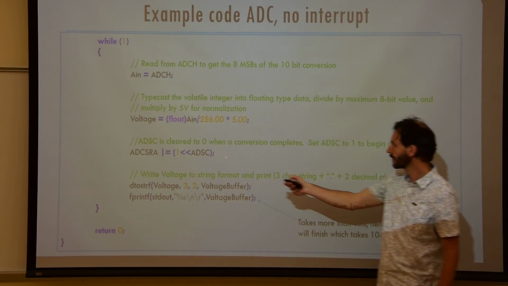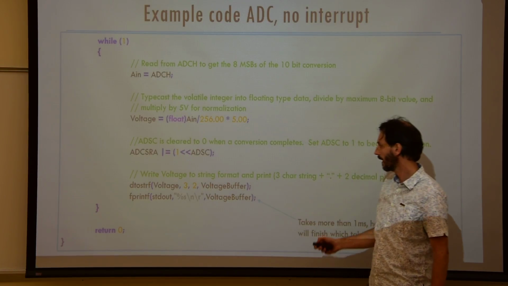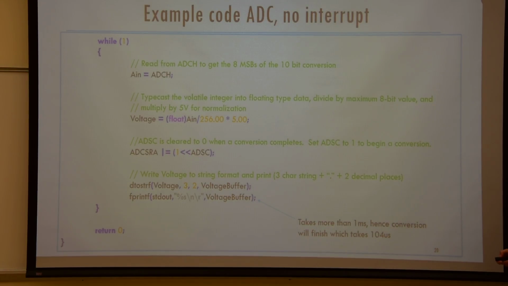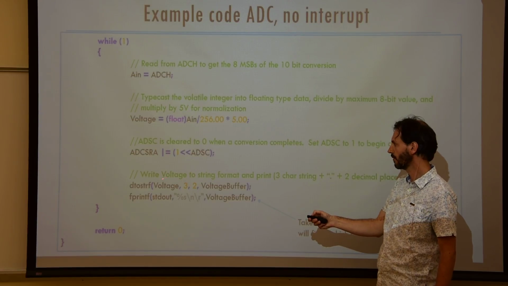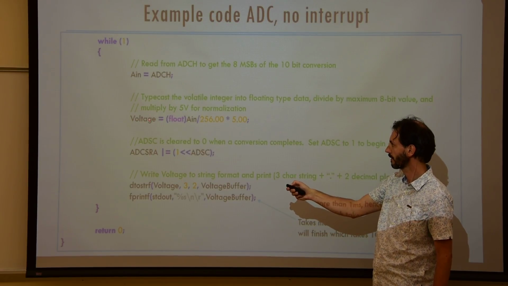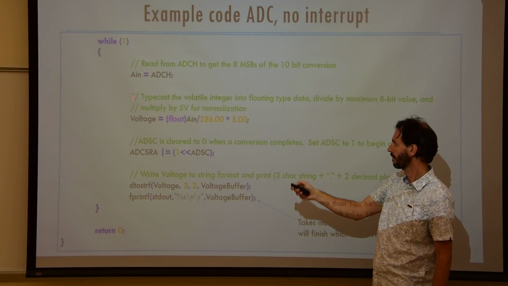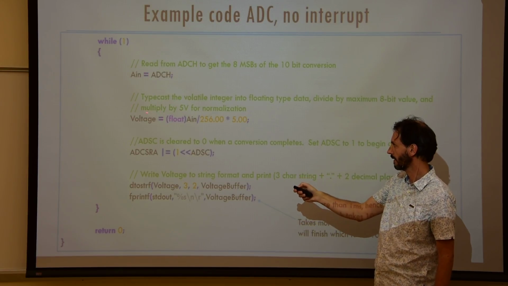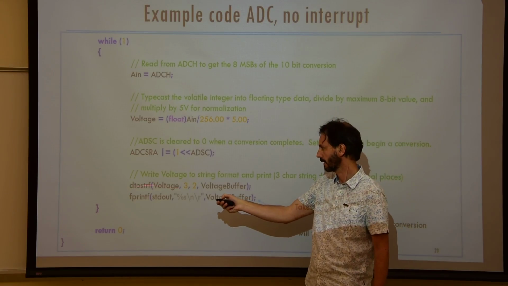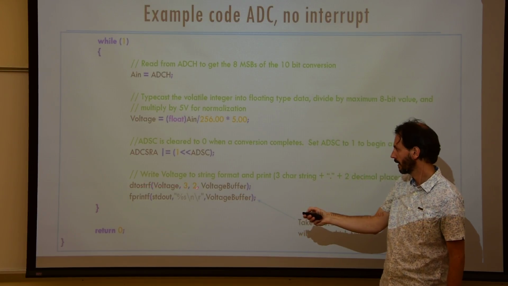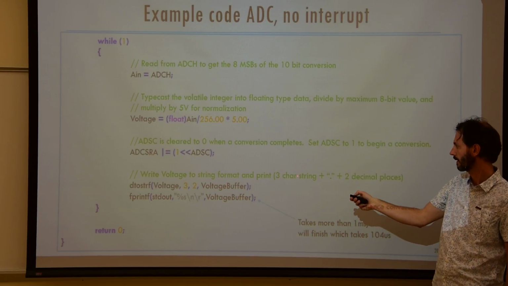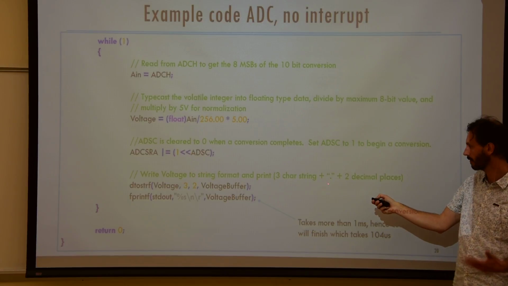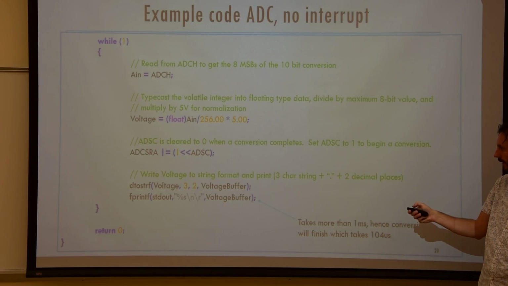Alright, so now we start a conversion, and about 104 microseconds later, it's done. What you want to do is take this voltage that we had figured out already, and with this interesting library function, we convert that into a string that has 3 characters, a dot added to it, and then 2 decimal places. So in total you have 6 characters.